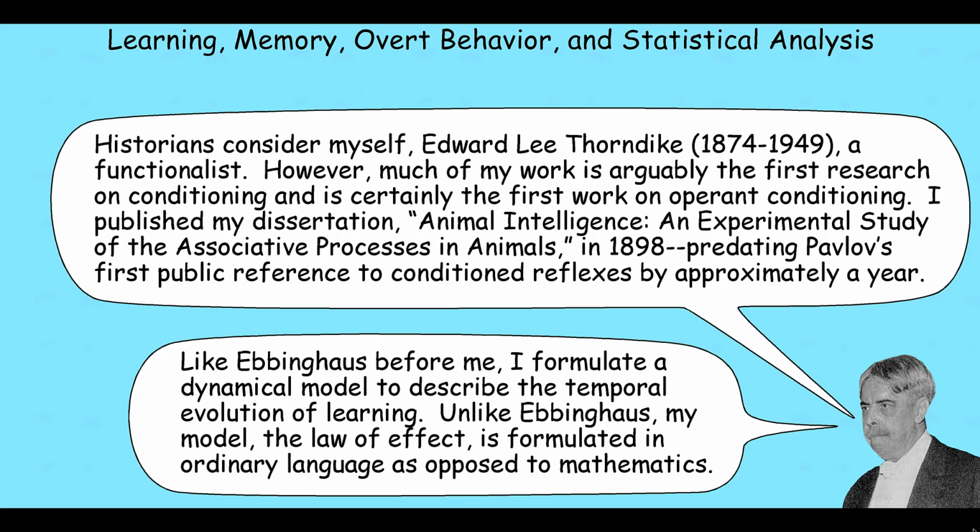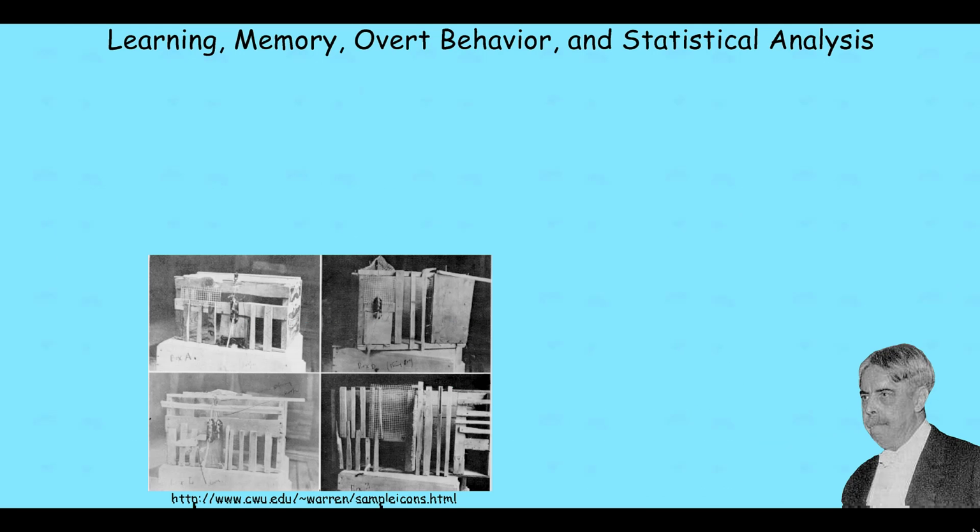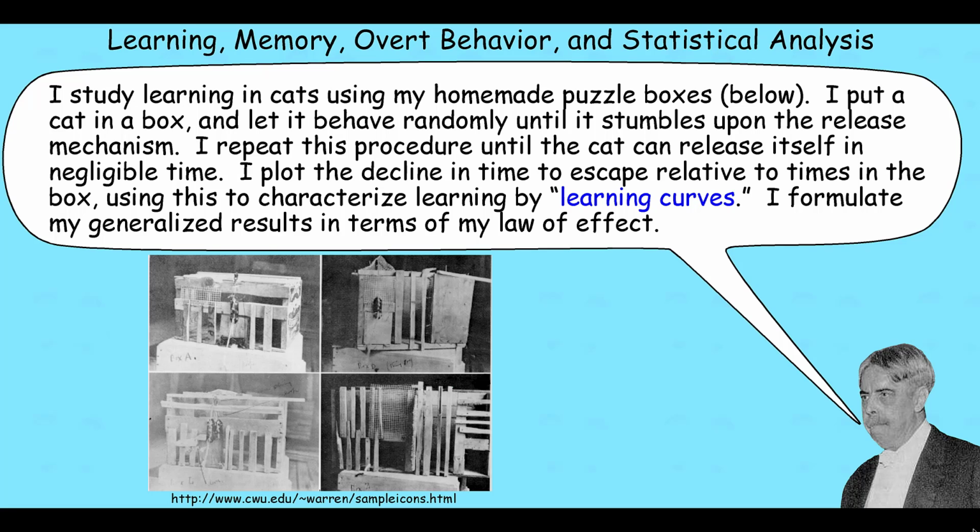Like Ebbinghaus before him, he formulates a dynamical model to describe the temporal evolution of learning. However, unlike Ebbinghaus, Thorndike's law of effect is formulated in ordinary language as opposed to mathematics. This, however, doesn't reflect a lack of sophistication on Thorndike's part. In fact, Thorndike had written a statistical textbook some 7 years earlier and was a strong advocate of the use of statistics in psychology. One of the animals that Thorndike studies is cats.